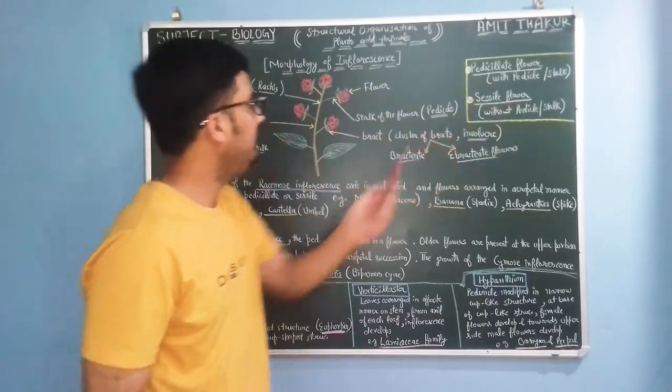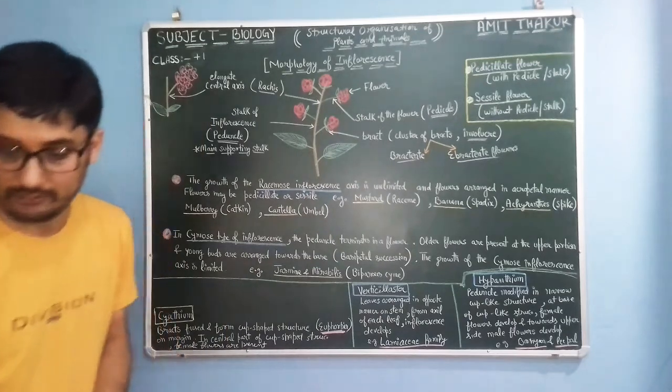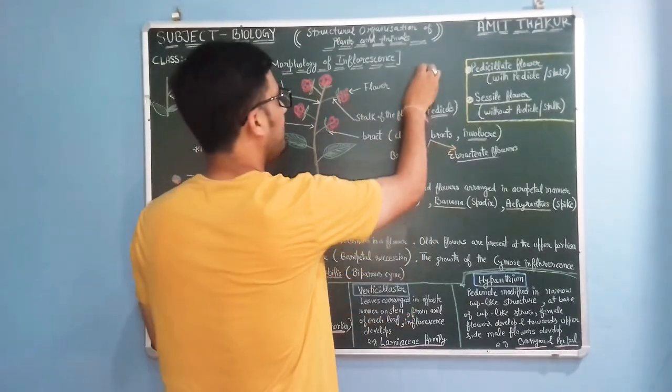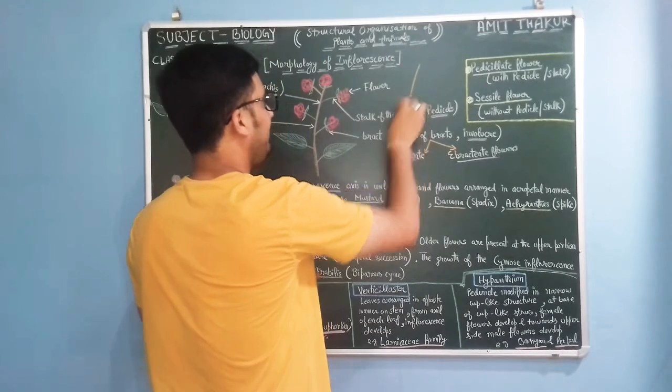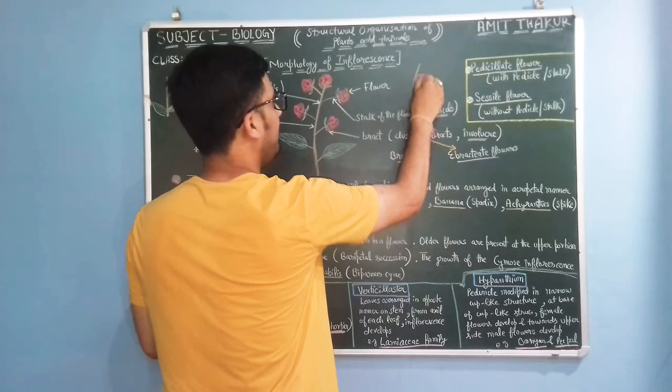Sessile flower means if this pedicel is not present, it would look like this. If this is the main axis, this is the central axis, and here you can see the flower.